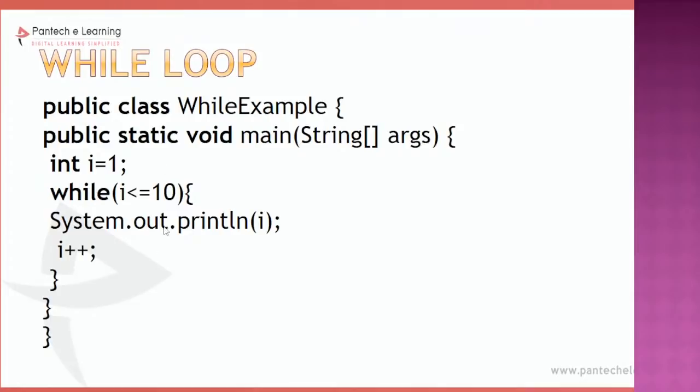Clear with this? So what is the main difference between a for loop and a while loop? Based on my requirement, I can go for different types of loops. Let me just illustrate. This is one simple example of using a while loop.